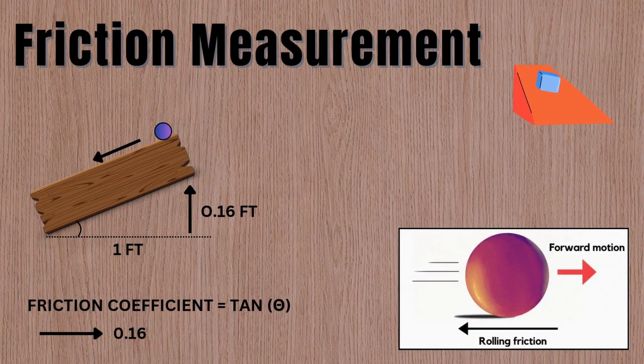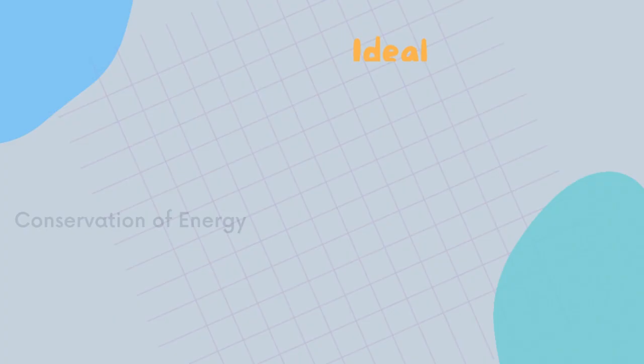We began by measuring the coefficient of friction between the marble and the plywood track. To do this, we lifted one end of a 1-foot section of track until the marble just began to roll. The lift height was measured as 1.9 inches, which corresponds to an angle of approximately 9 degrees. Using the relationship mu equals the tangent of the angle, we calculated a friction coefficient of 0.16.